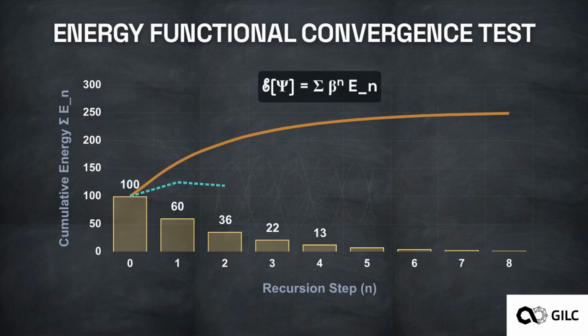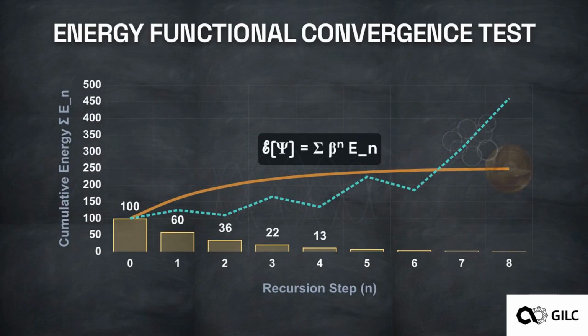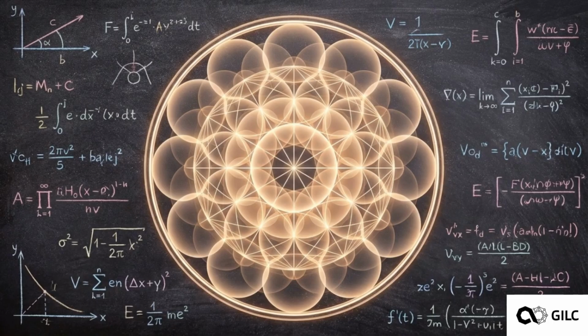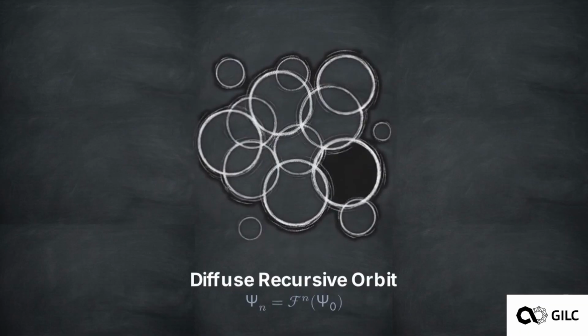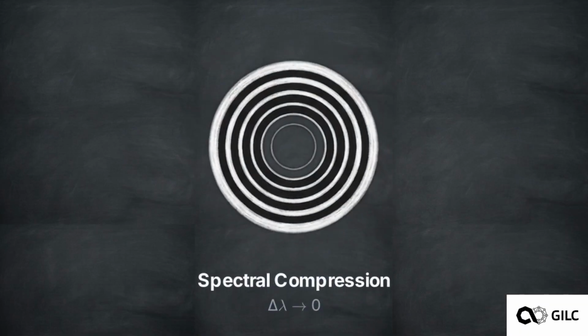If the excitation were merely noise, this energy would diverge. It would lack the disciplined architecture required to maintain a persistent form across scales. Particle status is therefore earned through this energetic accumulation. It requires a specific compressible cross-scale geometry. As the iteration continues, a process called spectral compression begins. The diffuse recursive orbit starts to concentrate.